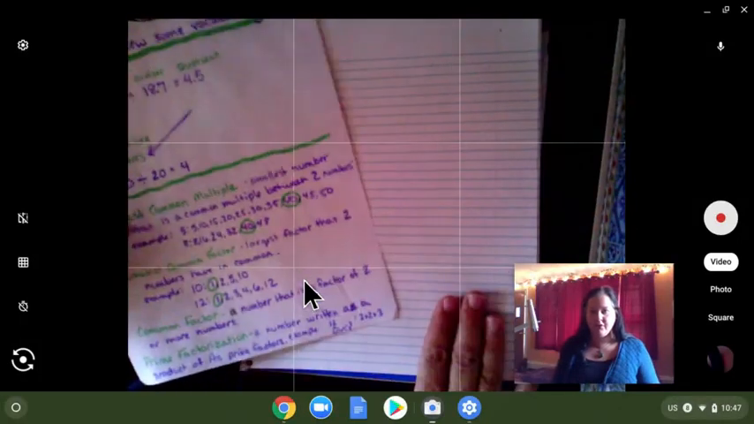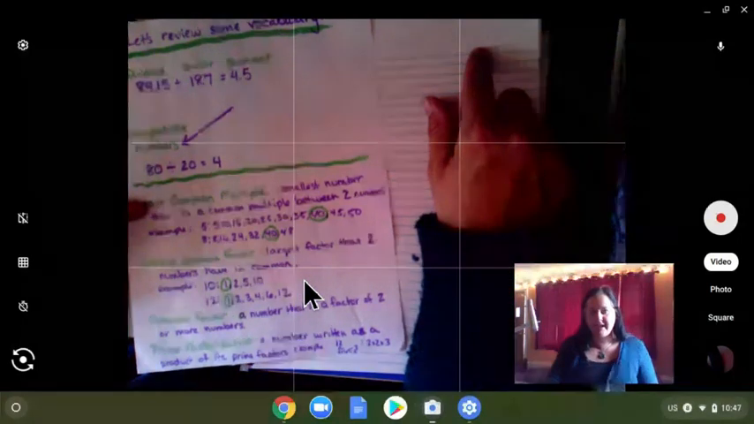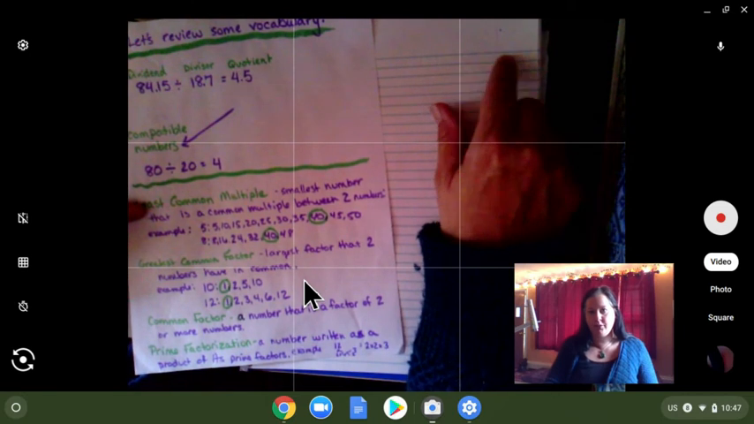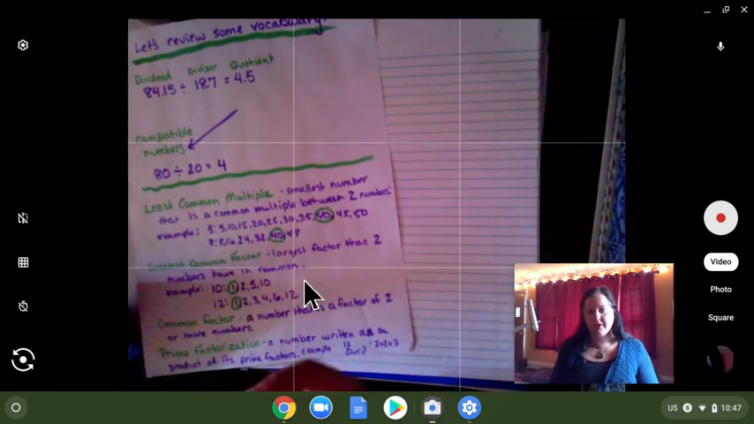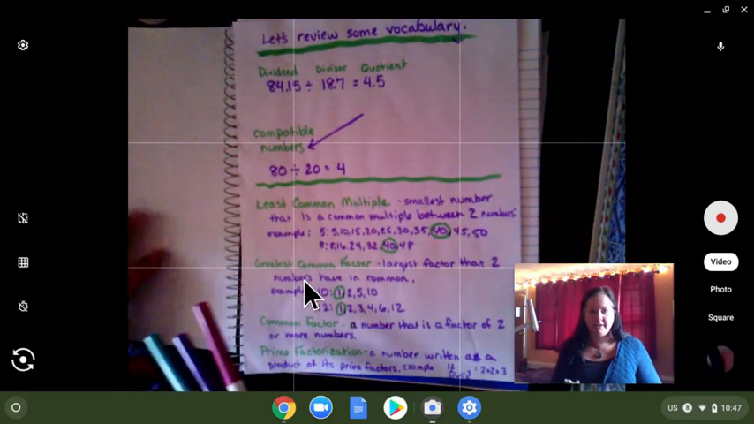So you should have your notebook with you and a pencil. You should put your name at the top, the date, and then Chapter 1, Show What You Know. And this time it's Show What You Know vocabulary, because that is really what we're covering today.